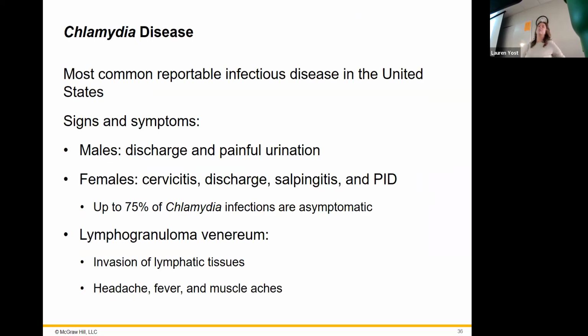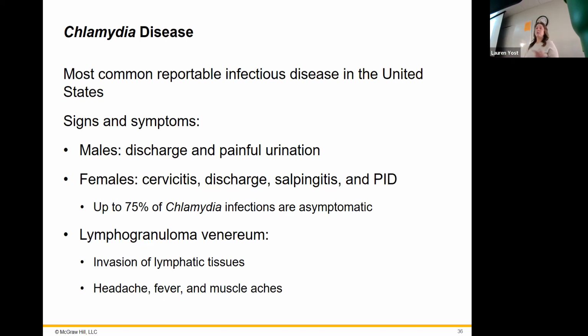All right, moving on to chlamydia. It is the most common reportable infectious disease in the United States. This means that there are other sexually transmitted diseases that are reportable. There are other ones that you can get that are more common, but this one's the most common one that's going to be reportable. Okay.